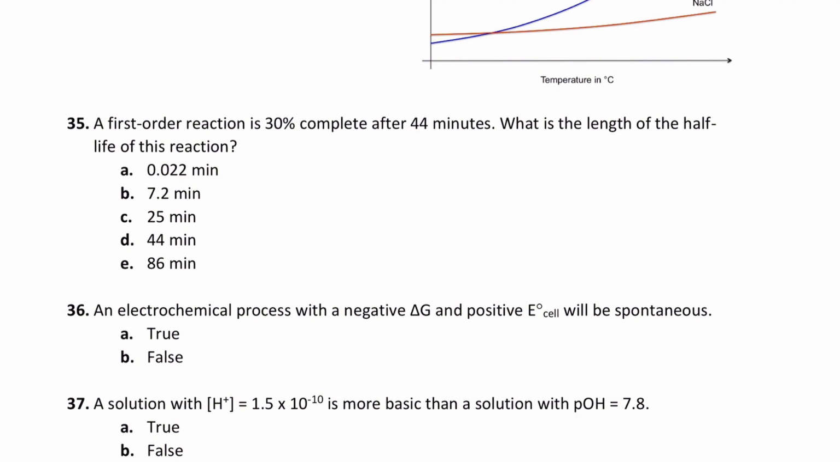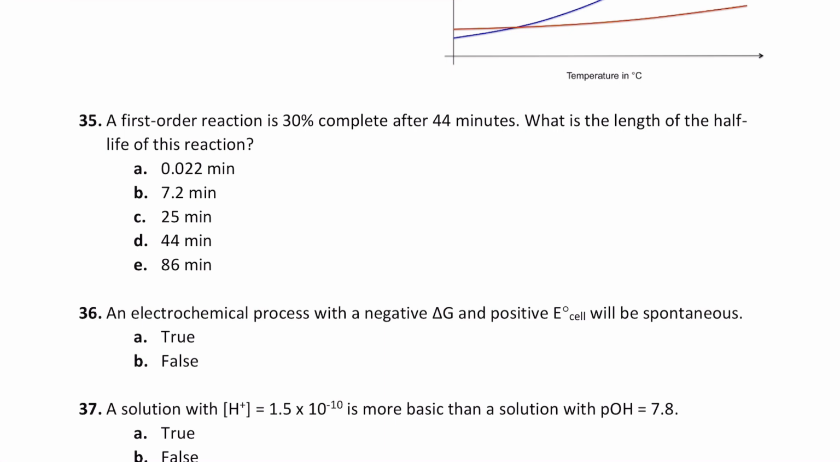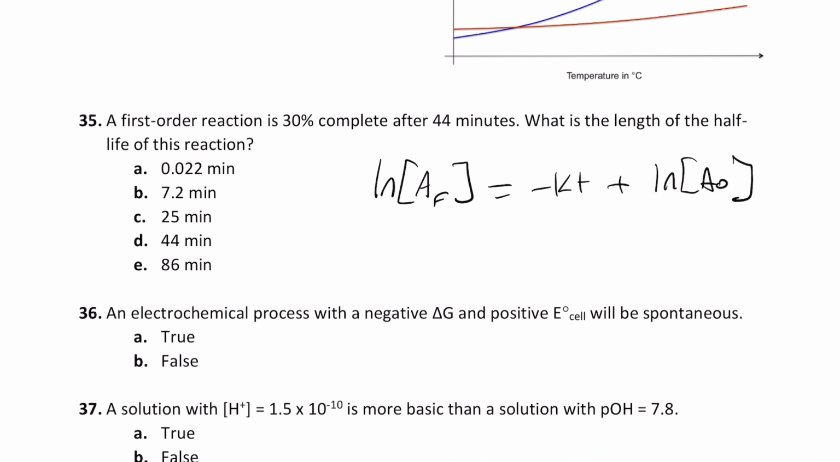All right, so that's a very good sign that we're going to need some sort of first order reaction thing. So what is the length of the half-life of this order, right? The first thing you need to do is figure out K. K can be figured out through ln A final equals negative kt plus ln A0, okay? Right, so what's the initial? We have to give them those values.